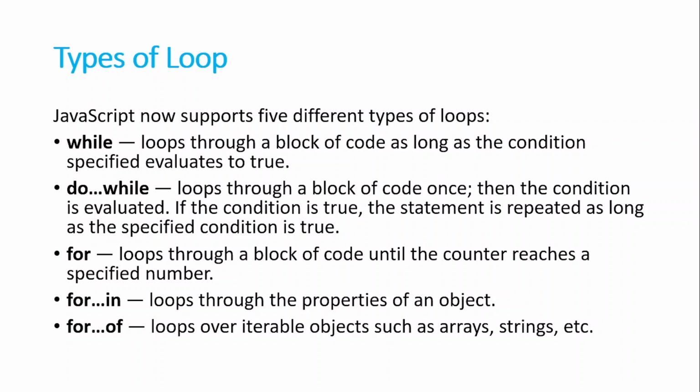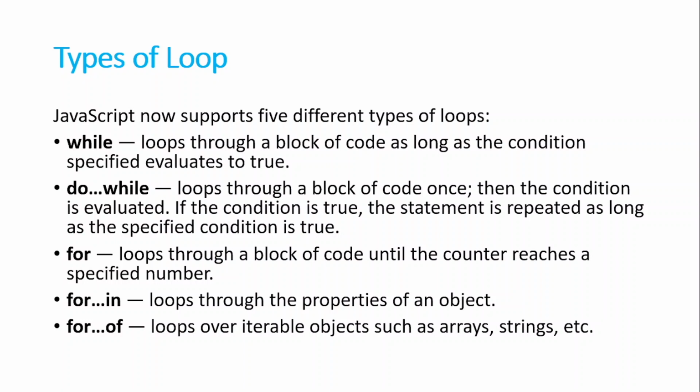Then we also have a for loop. This loops through a block of code until the counter reaches a specified number. So it is kind of similar to the while loop as well, but it is a different approach to looping. In this, we actually create variables and initialize them in the same loop.